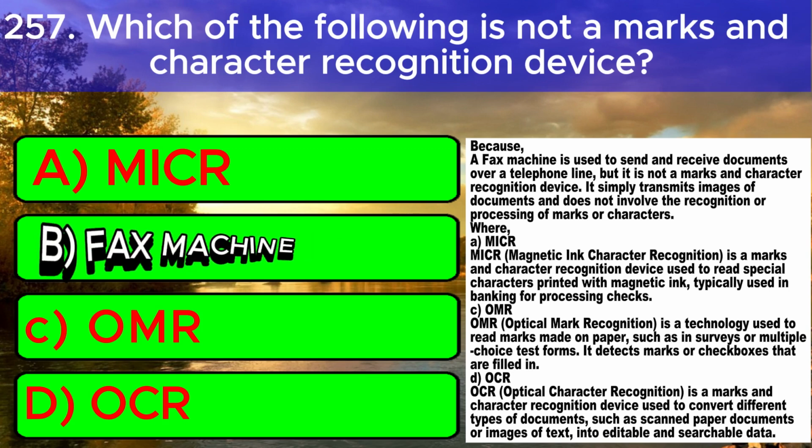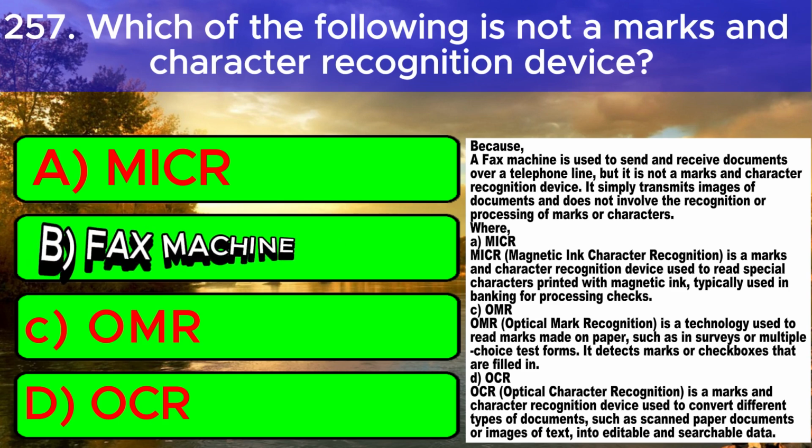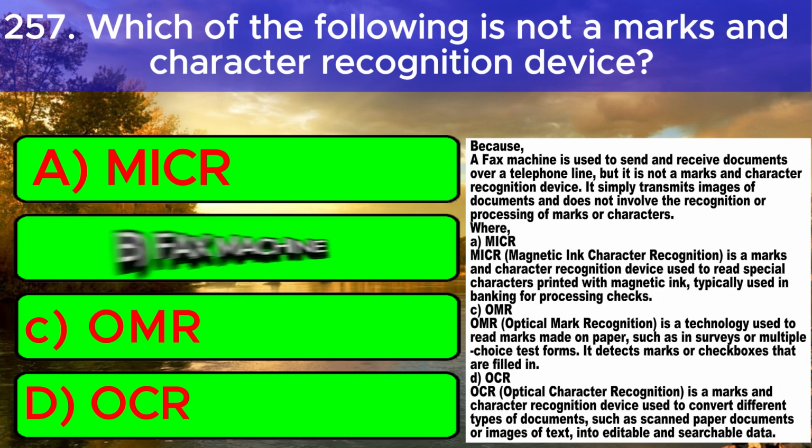Where A. MICR, magnetic ink character recognition, is a marks and character recognition device used to read special characters printed with magnetic ink, typically used in banking for processing checks. C. OMR, optical mark recognition, is a technology used to read marks made on paper, such as in surveys or multiple choice test forms. It detects marks or checkboxes that are filled in.